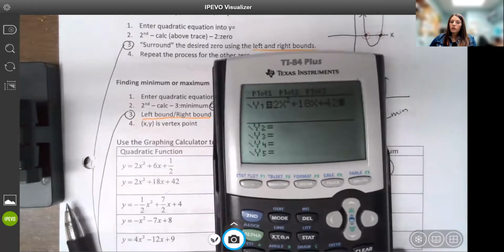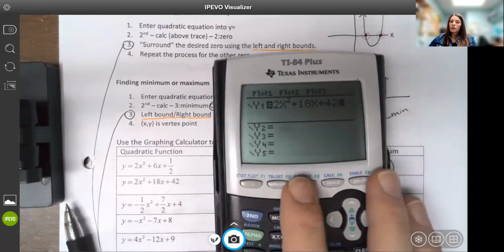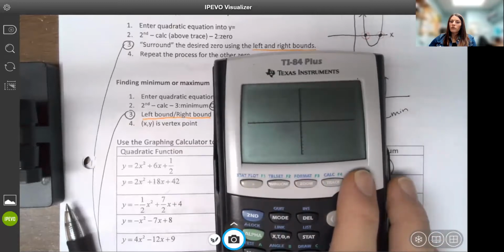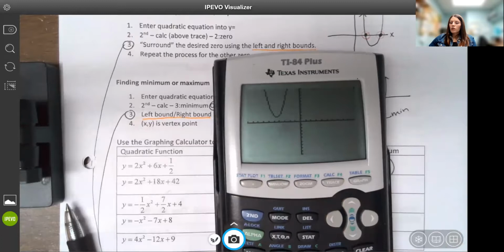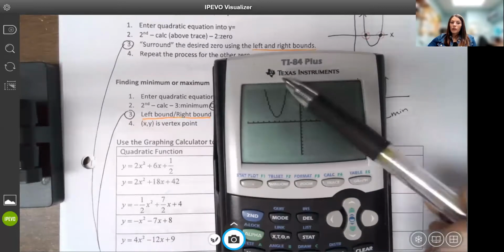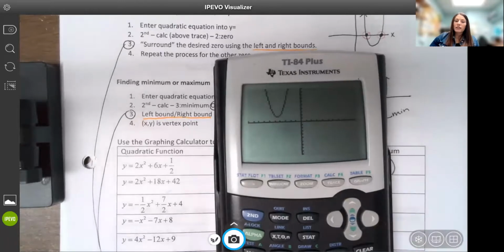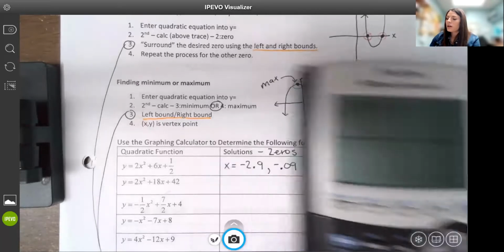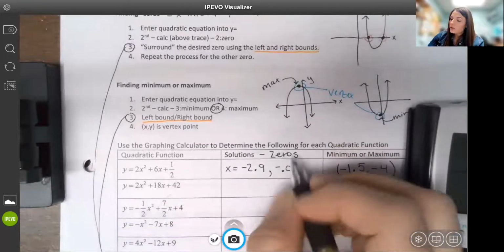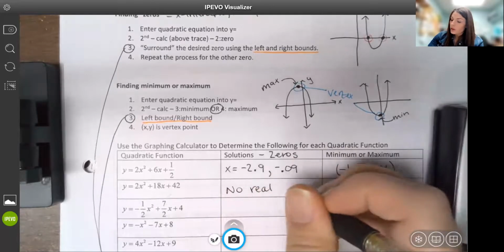Okay. Now let's see what happens here. I can go to Zoom and adjust it if I want to, but right now it's set on standard. So I'm just going to go to my graph and see what this looks like. You'll notice on this graph, it opens up and it never crosses the x-axis. And we talked about that on our set of notes before this. So that means that this particular quadratic has no real solution. There's an imaginary solution, but we're not there yet. So in terms of the zeros for this function, we would just say no real solution.